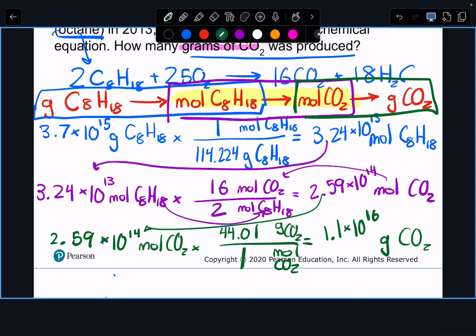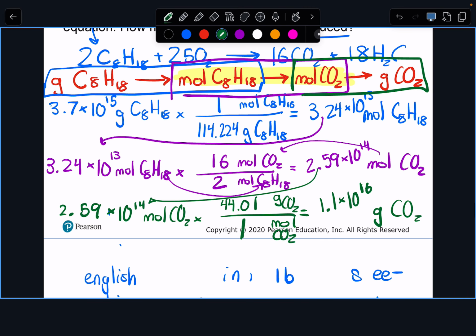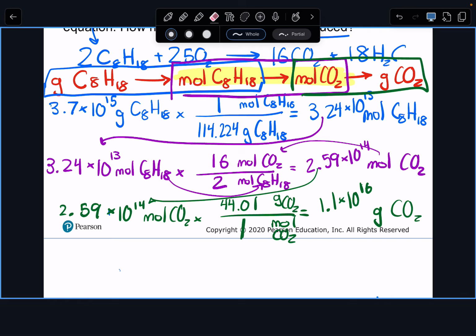Okay, so while you're catching up to where I am, I'm going to copy and paste and show you, color-coded, how you can do this as one calculation, because just to save yourself time and energy, you're probably going to want to do that.